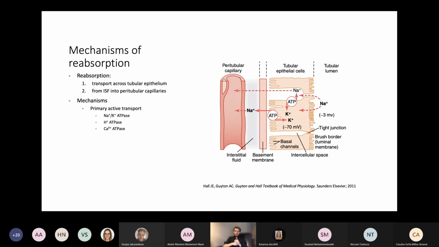Overall, how does reabsorption work? We can subdivide reabsorption into active and passive mechanisms. I'm going to start with the active mechanisms. Active mechanisms, well, we have, of course, primary active transport: sodium-potassium ATPases, proton pumps, and calcium ATPase. The sodium-potassium ATPase is the primary driver of almost all active or secondary active reabsorption that occurs in the kidney.